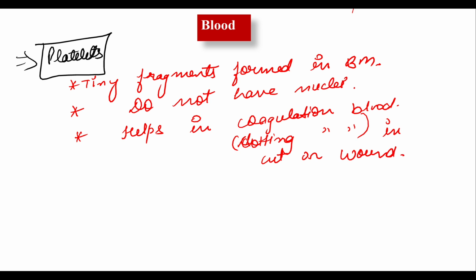Okay, for example, when a cut or wound starts bleeding, platelets help clot the blood, make the blood semi-solid, due to which further bleeding stops. Okay, so all the blood cells are made in bone marrow. Keep this in your mind, from the cell which is known as stem cell.